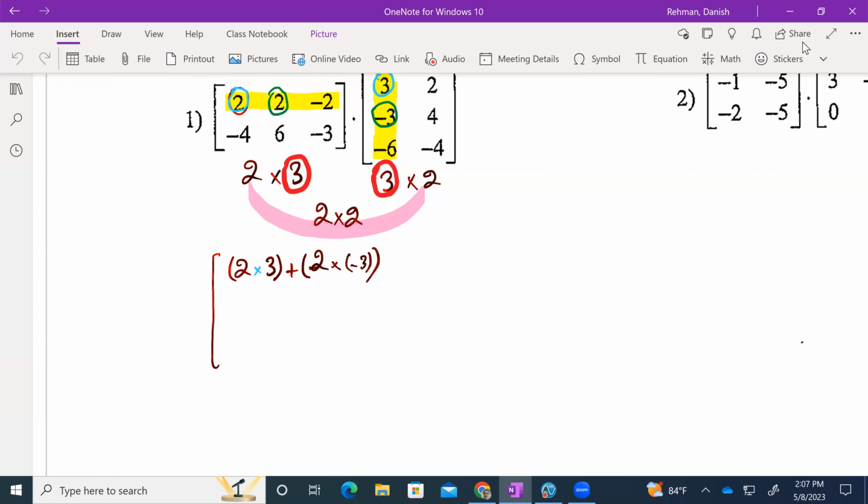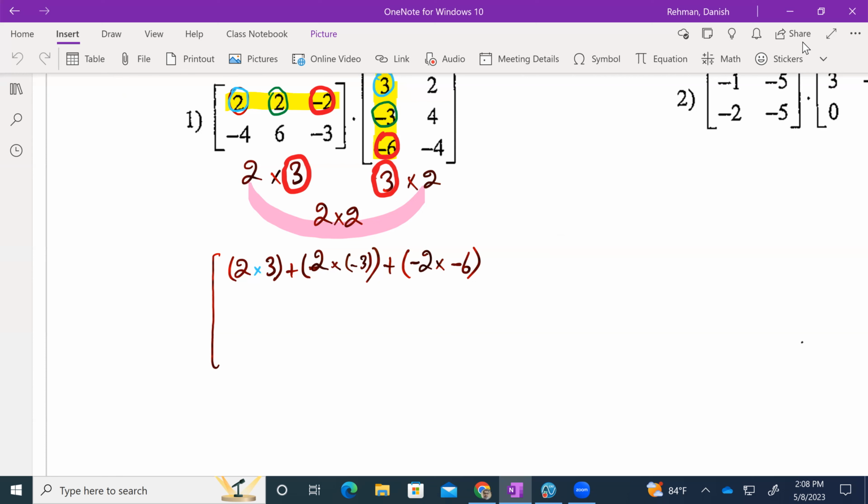Next, what will I do? I will take the third element from the first row and multiply it with the third element in that column. And I will keep on adding. So plus, what will be the next thing? -2 times -6. So if we have noticed, the complete first row got multiplied with the complete first column, and we added all those multiplications together.